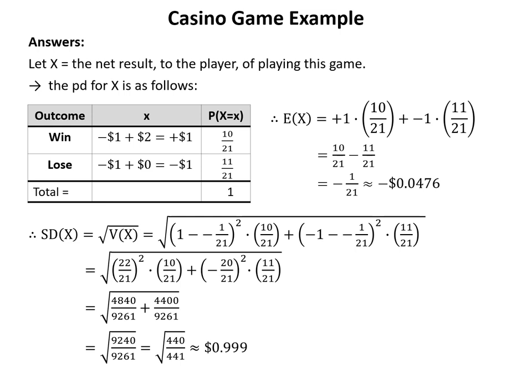Since there's only two x values here, it would seem simpler to use the first of the two formulas for variance of x that we discussed previously, and that's the one where we take the sum product of the squares of the differences between each x value and the expected value, the mean, times the probability of the x value. So we get standard deviation of x equals the square root of the square of 1 minus minus 1 over 21, and when you minus a minus, that's the same as adding, times 10 over 21, plus the square of minus 1 minus minus 1 over 21 times 11 over 21, which all works out to equal the square root of 440 over 441, which rounds to 3 sig figs to $0.999.